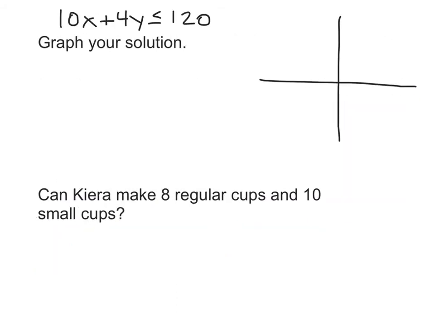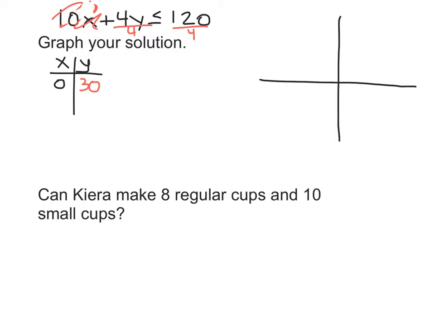So now we're going to use that inequality we wrote and we're going to graph our solution. So this is in standard form, and when it's in standard form, we are going to graph our solution by using the teeny tiny table. We're going to put a 0 in for x and find y. When I put a 0 in for x right here, 10 times 0 is 0, so that kind of goes away. So we have 4y is less than or equal to 120. If I divide both sides by 4, I will get 30.